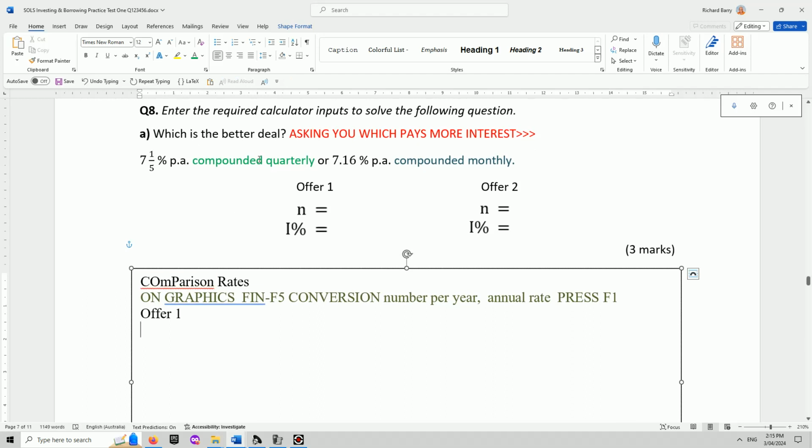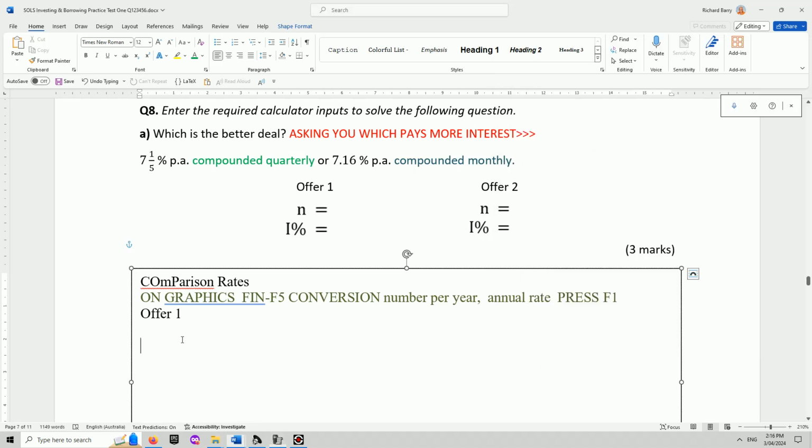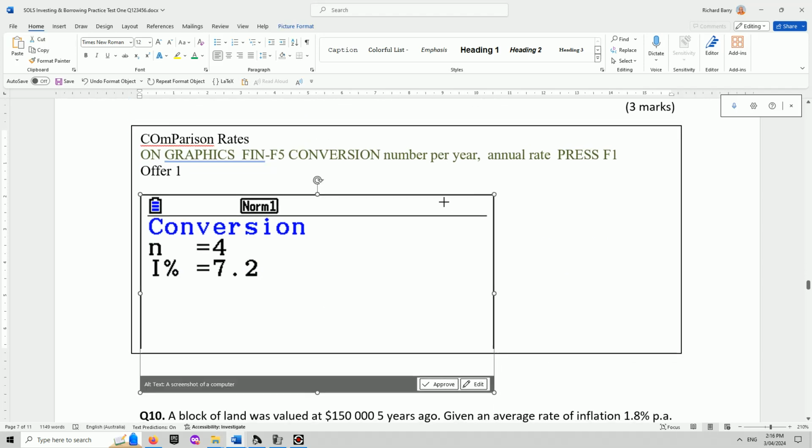Looking at offer one, it's 7 1/5, so that is going to be 7.2, and this is going to be quarterly, n equals 4. So let's go to the calculator. Into finance. This is the time where we use conversion to make it a once per year thing. That's basically what's happening here. Once per year compound conversion. So for this question, n is 4. Quarterly is 4 times a year. 7 1/5 is 7.2. Click, copy. This is offer one.